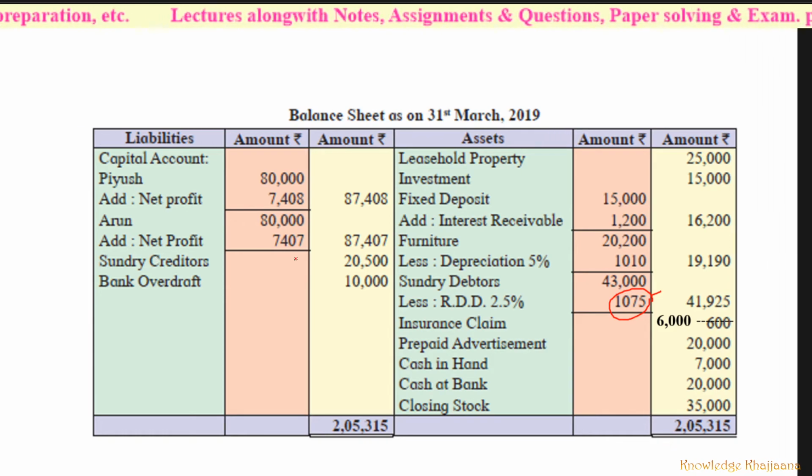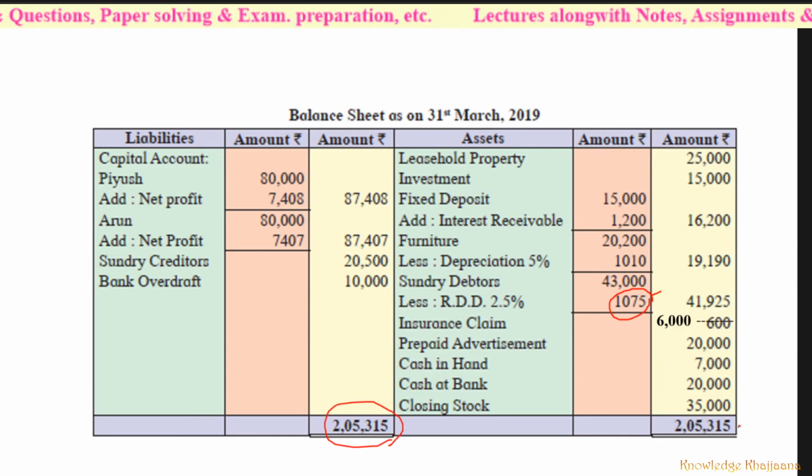2,05,315. Similarly, capital accounts, Piyush's capital was rupees 80,000, same Arun's capital was rupees 80,000. The net profit was added to them. They don't have drawings. So the total is rupees 87,408 and 87,407. Sundry creditors rupees 20,500 and bank overdraft rupees 10,000. So the total is same, 2,05,315.